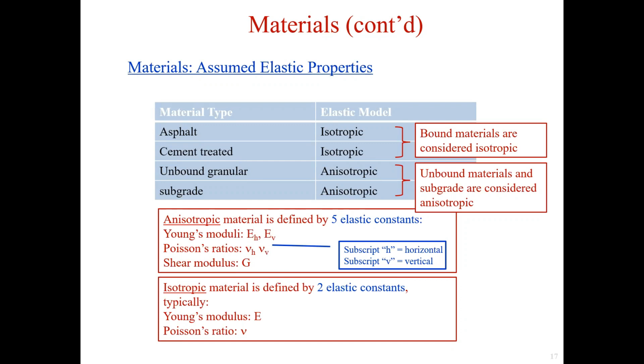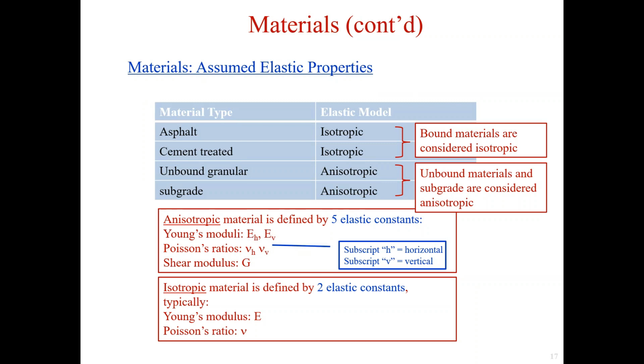We also have to decide and choose material properties. The materials are assumed to have elastic properties. The bound materials, the asphalt and cement, are considered isotropic, while unbound materials and subgrade are considered anisotropic. Isotropic means the properties in the X and Y direction are the same. So obviously, anisotropic means the properties in the X and Y direction are different. While homogeneous means the property is the same for any direction or anywhere within the material.